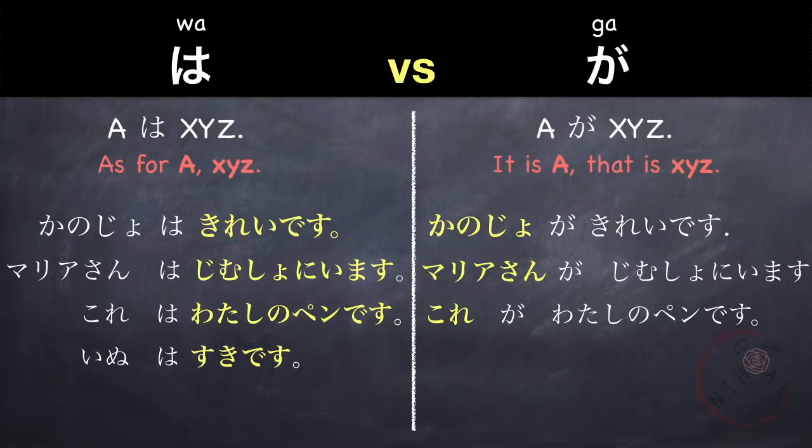Another example, 犬は好きです. So here, it is saying that as for dogs, I like them. 好きです. However, 犬が好きです. It's like saying that out of all the animals, it is dogs, or it's dogs that I like. So you're focusing on the dog. 犬が好きです. Okay, so I hope that's clear, the difference between wa and ga.